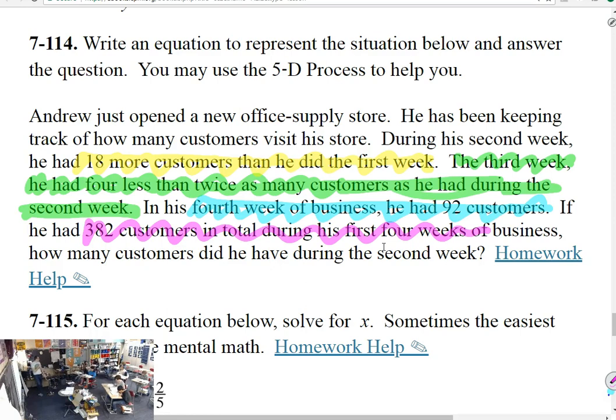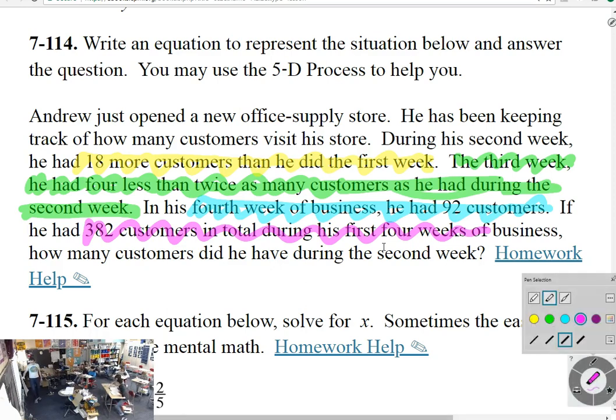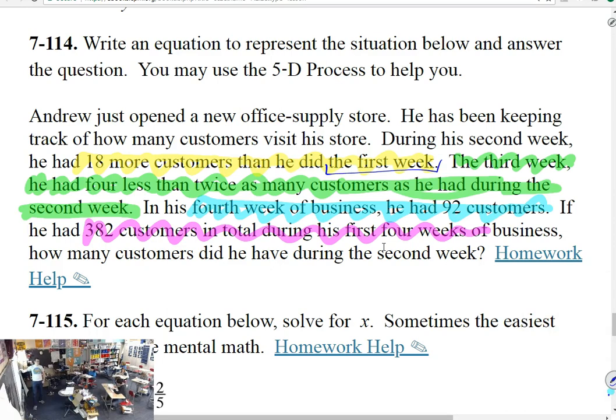Here's what makes this hard. What does week 2 reference? So, Kaylee, if you ask for this, I'm going to come to you. What's week 2 reference? So, 18 more than... The reference is week 1, right? Then the third week, what does it reference? Week 2. Which makes this hard. Then week 4, they just give us a number. Which, that's nice.